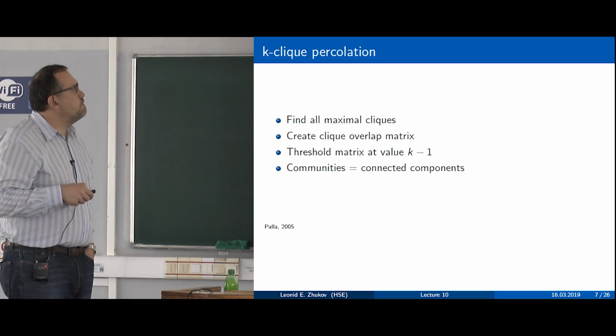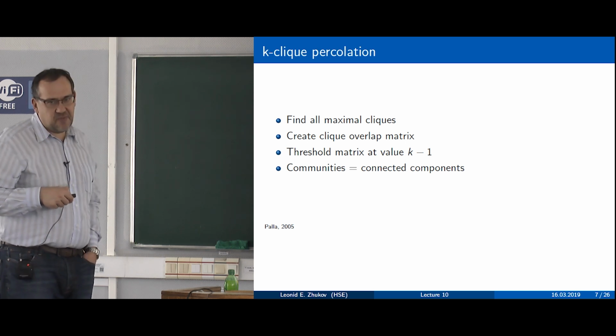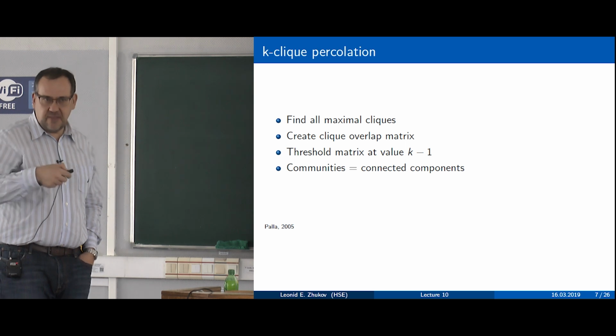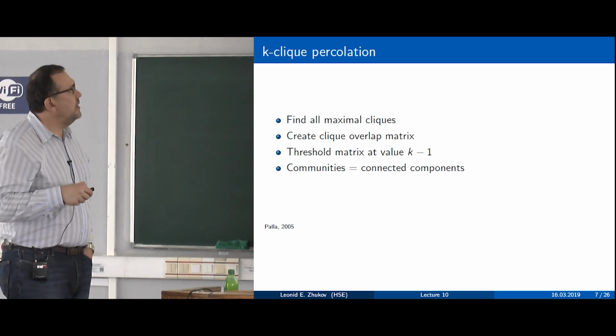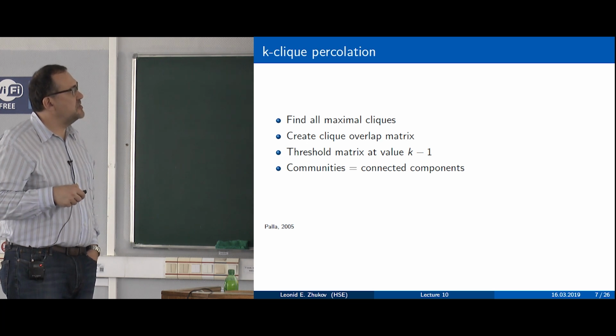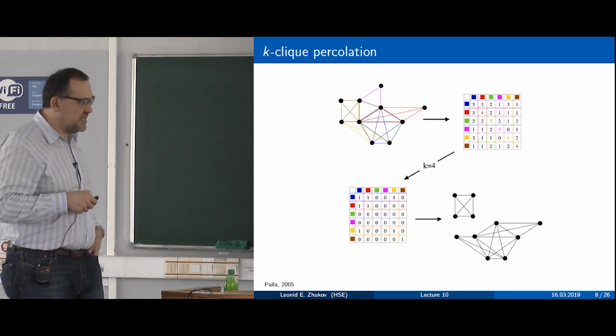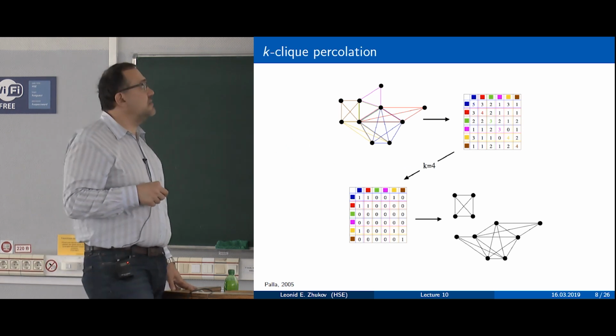So here's an algorithm. Find all the maximal cliques, and again, remember, a maximal clique is a clique that you cannot enlarge anymore, right? Create this clique overlap matrix, threshold the matrix, and the communities will be your connected components. Let's just go through the example. That's going to be much easier to understand.